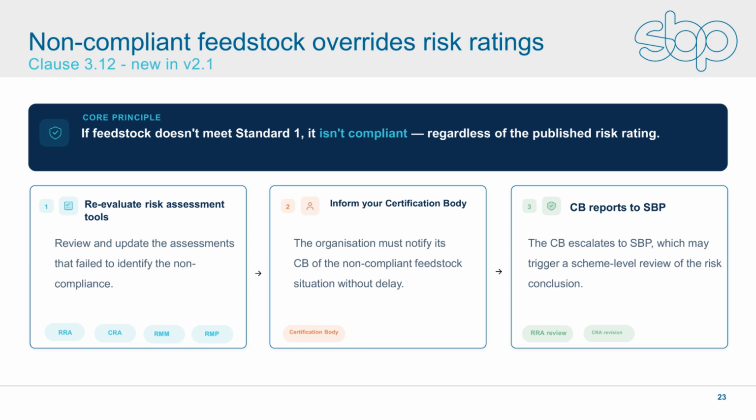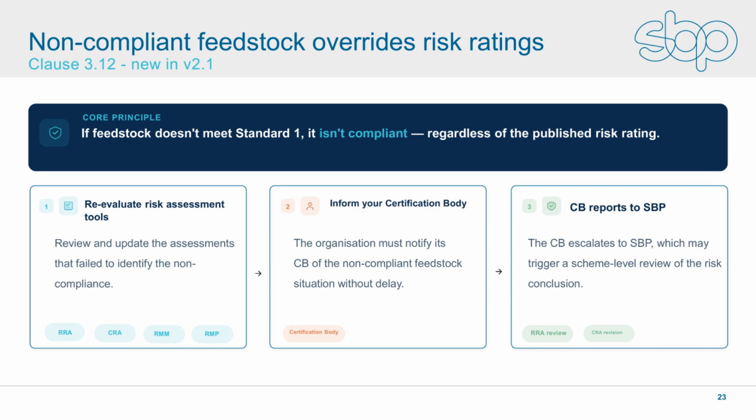Second, inform your certification body. The organization must notify its CB of the non-compliant feedstock situation without delay. Third, the certification body reports the case to SBP. That escalation can trigger a scheme-level review of the risk conclusion, including a review of the published RRA and, where applicable, a revision of the CRA.